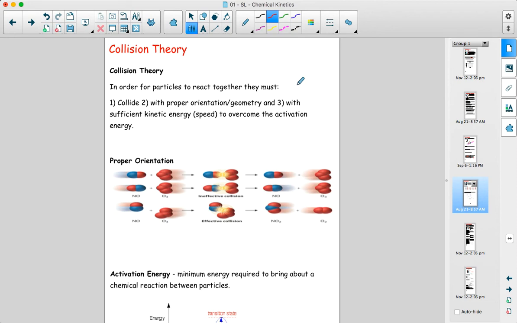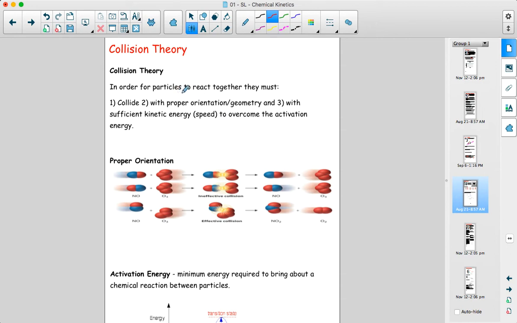So, collision theory is the theory that's used to help explain why reactions happen in the first place and why different factors affect the rate of chemical reactions. So, you should be able to recall and evaluate the statements about collision theory.